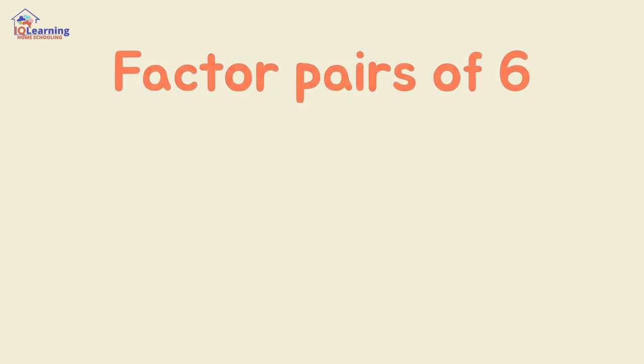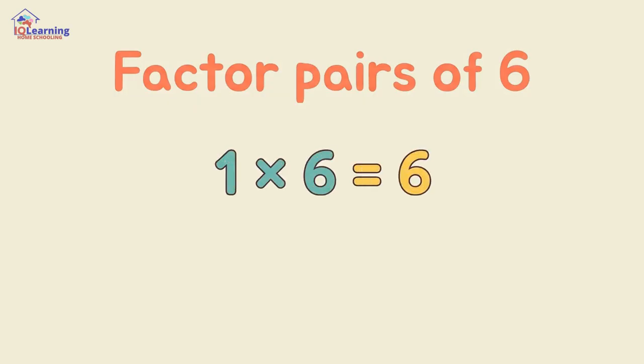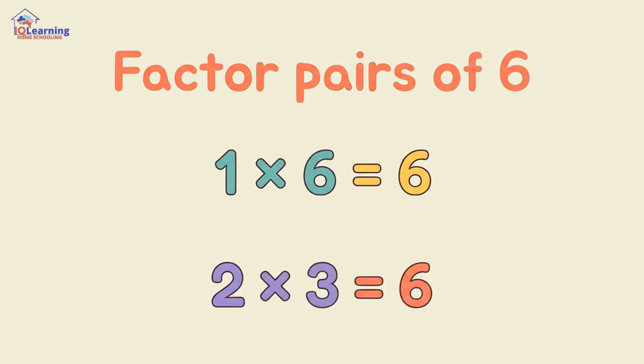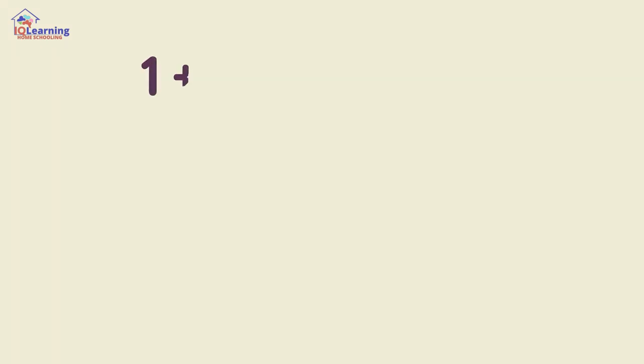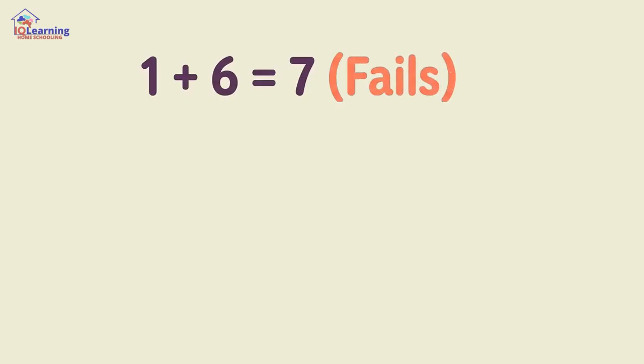Start by listing factor pairs of 6. 1 times 6 equals 6. 2 times 3 equals 6. Now test the sums. 1 plus 6 equals 7. That does not work. So even though 1 and 6 multiply correctly, they fail the adding test.